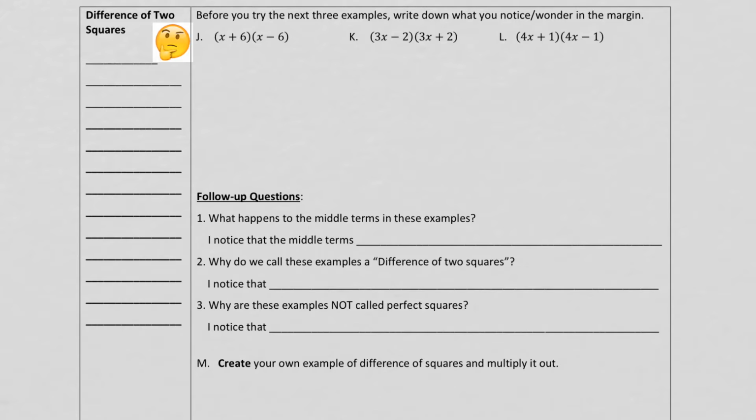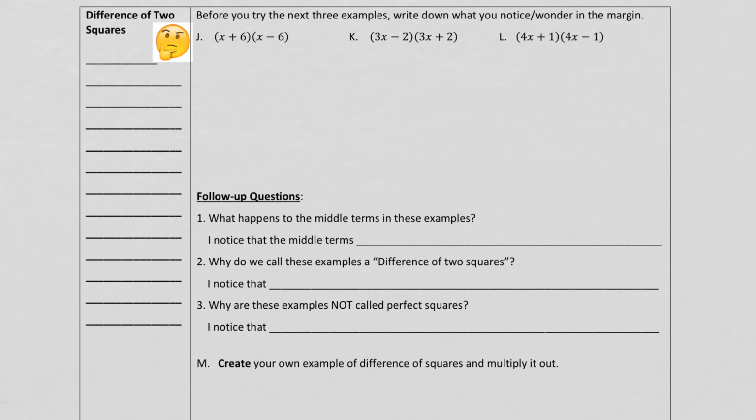Okay, so now you look at examples J, K, and L carefully at their structure and made some comments as to what you notice about these examples. Let's try a few together. So example J, notice how in this case we're still just multiplying two binomials. So this means multiply here. So it's a 2-term times 2-term problem.